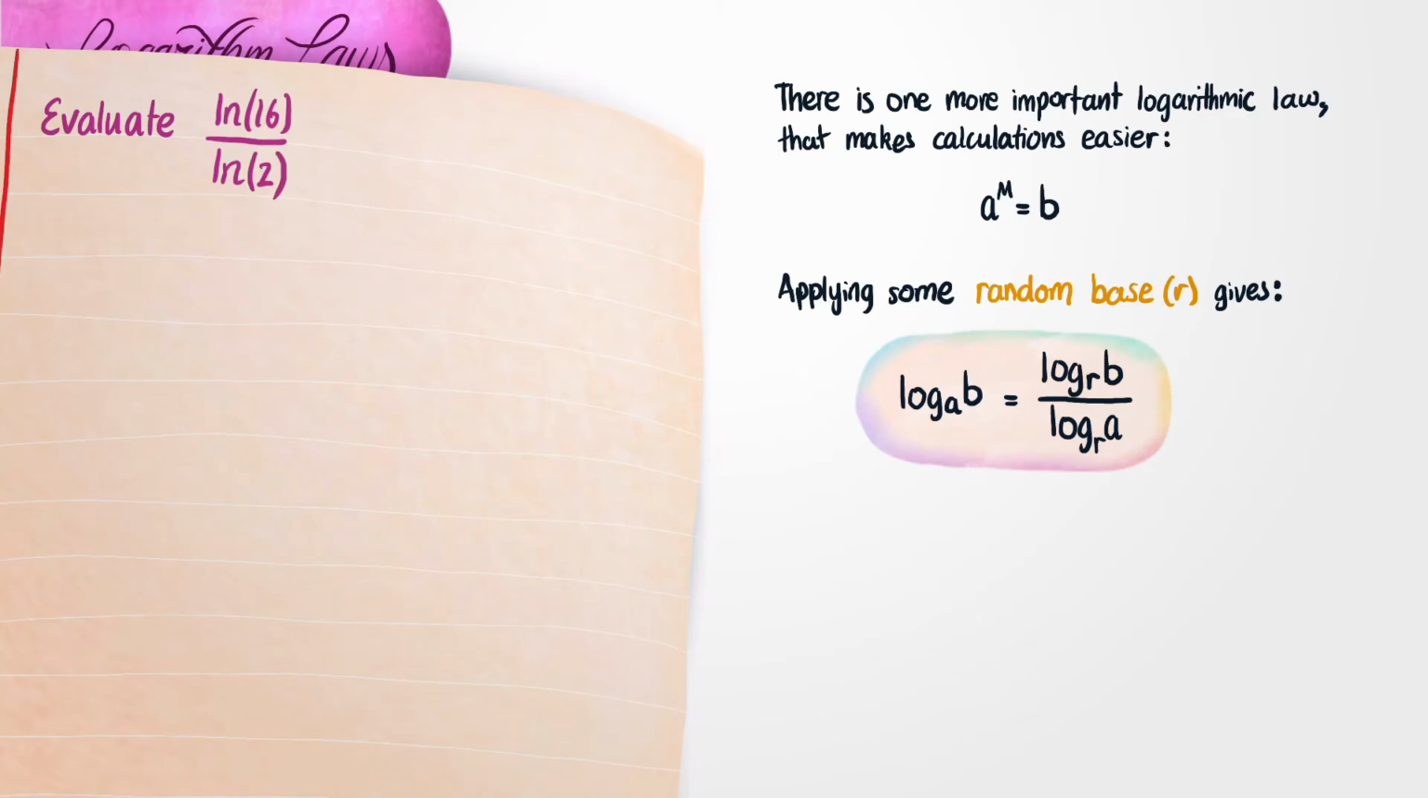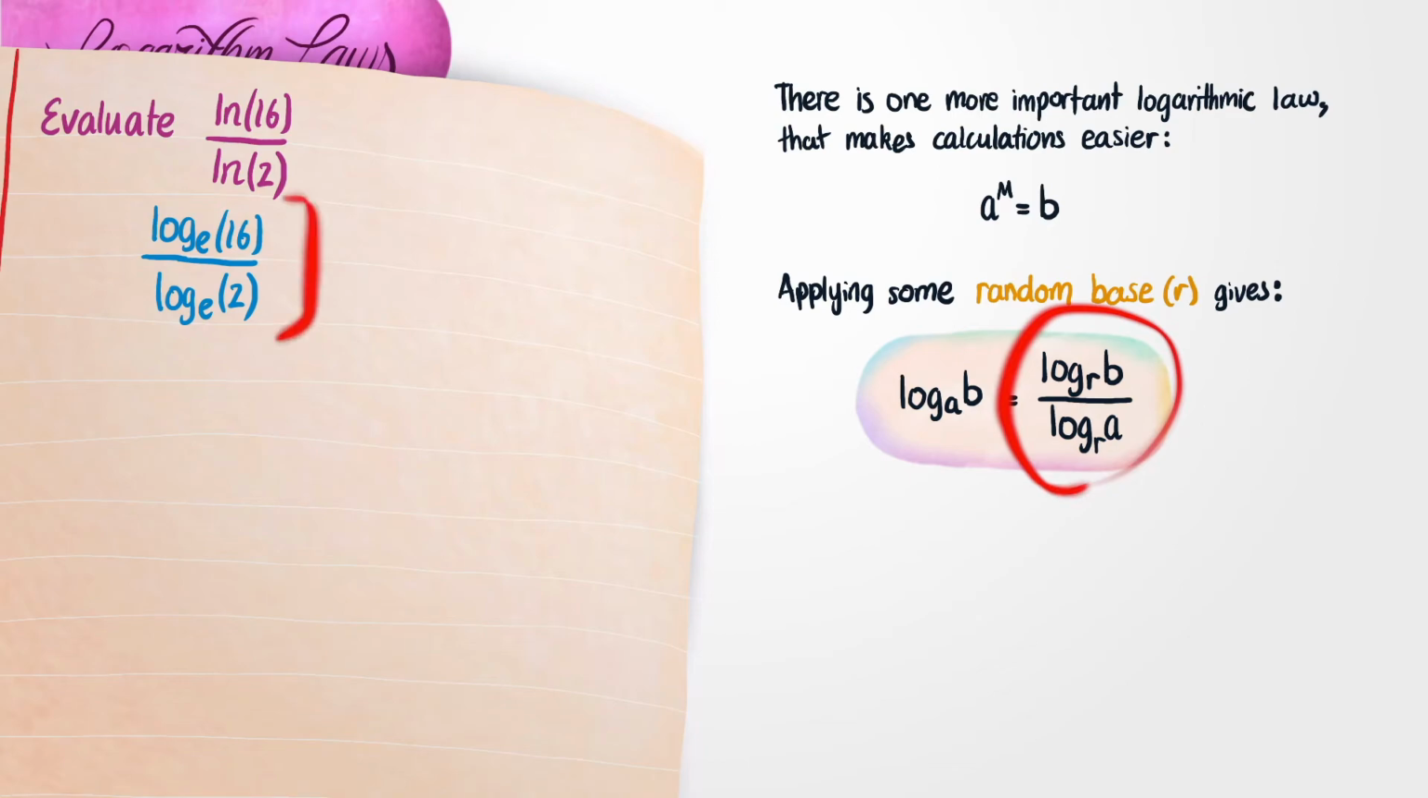So for this problem over here, I'd like to figure out what the value of ln 16 divided by ln 2 is. Now to do this, I'm going to need to use this change of base rule, where the base is of course e. So according to this rule over here, when we have a division of logs like this, with the same base, then we can rewrite this as the log base a of b. In this case, a is 2 and b is 16, so we can rewrite this as the log base 2 of 16.